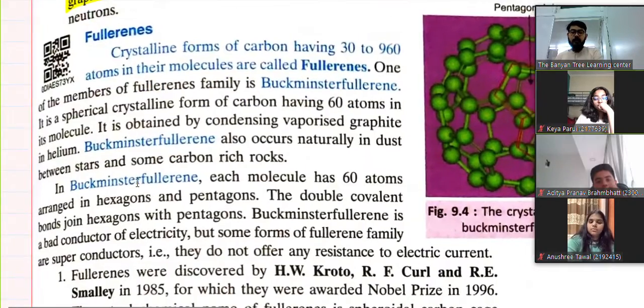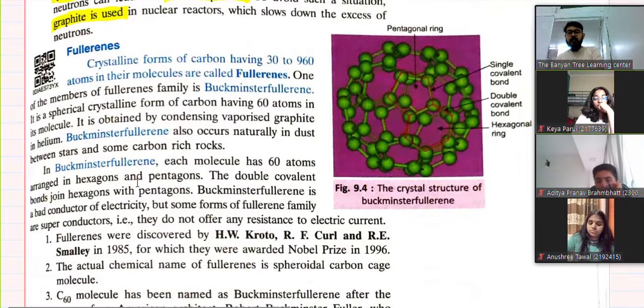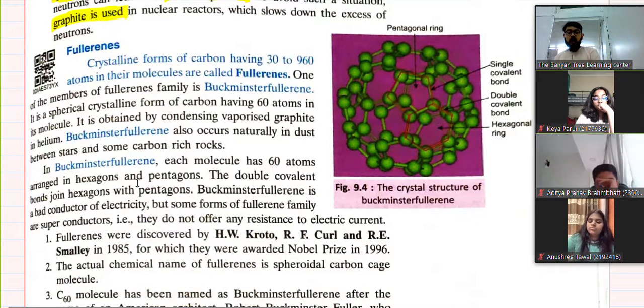ठीक है. इसके बाद है Fullerenes. Fullerenes is a crystalline form of carbon having 30 to 960 atoms in one molecule. One of the members of Fullerenes is Buckminster Fullerene.